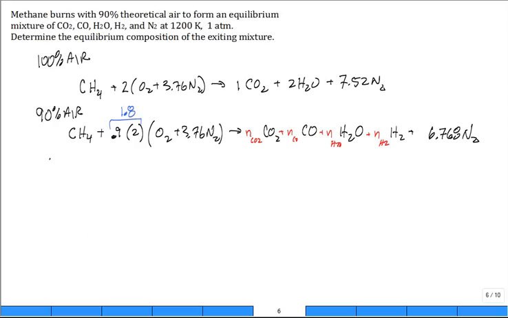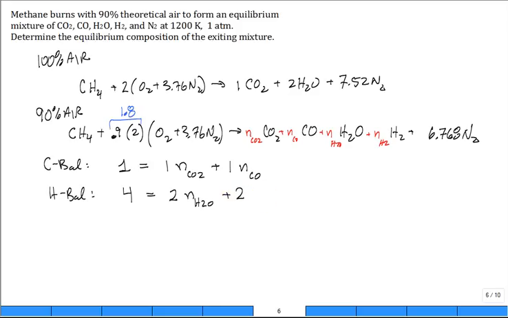We do a carbon balance, and we find that on the in there's 1 carbon, on the out there's 1 carbon for every kilomole of CO2, and 1 kilomole of carbon for every kilomole of CO. Then we do the hydrogen balance. We find that there's 4 coming in with the fuel. There's 2 hydrogens for every mole of H2O, and there's 2 hydrogens for every mole of H2. Then the last one, the oxygen balance.